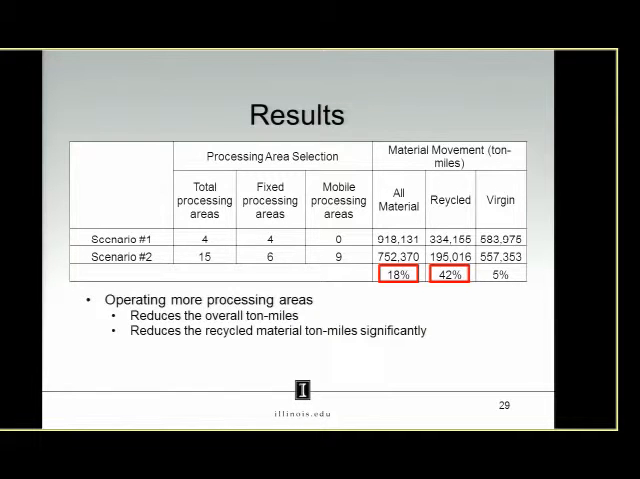Whereas with virgin material, we still saw a reduction, but the reduction is nowhere near as much because these markets are located much farther away. By opening another processing area, you're only decreasing maybe the last few miles of the trip, where it may have already traveled over 50 miles or however far away the market was. That's why you see not as large a reduction in virgin material.